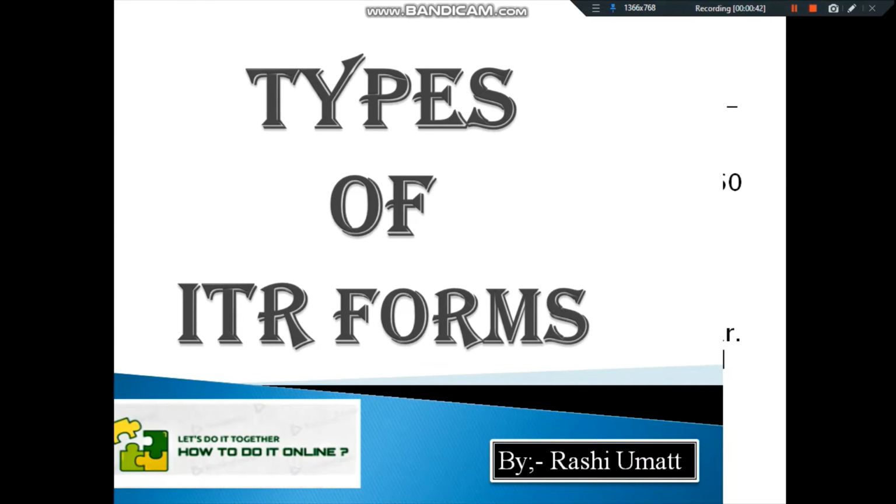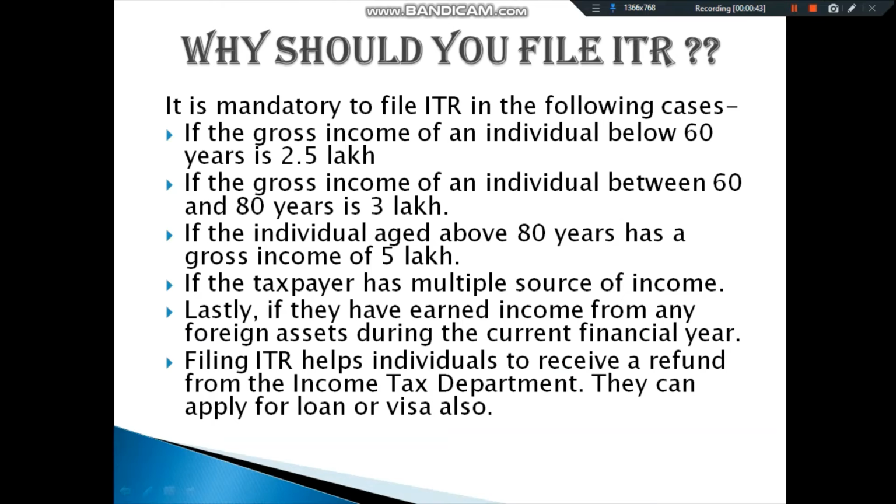Now why should you file ITR? It is mandatory to file ITR if your gross income is 2.5 lakh, 3 lakh or 5 lakh respectively with your age. If you are below 60 years, you have to have a minimum income of 2.5 lakh. Similarly 3 lakh for 60 to 80 years senior citizens, and if you are above 80 years and you have a gross income above rupees 5 lakh, then you have to file a mandatory income tax return.